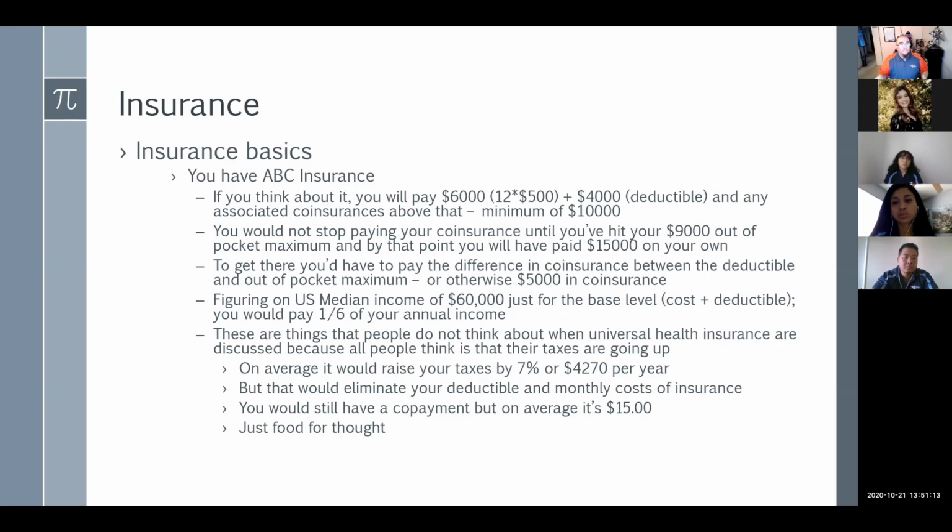I pulled this plan off the healthcare exchange. ABC is not an actual company, but I pulled this plan off the healthcare exchange, right? But if you know that before you really get any care, you've got to pay $10,000, you're likely to not go to the doctor. So that's why a lot of plans now have that free health visit once a year, or immunizations are free, to at least encourage that.